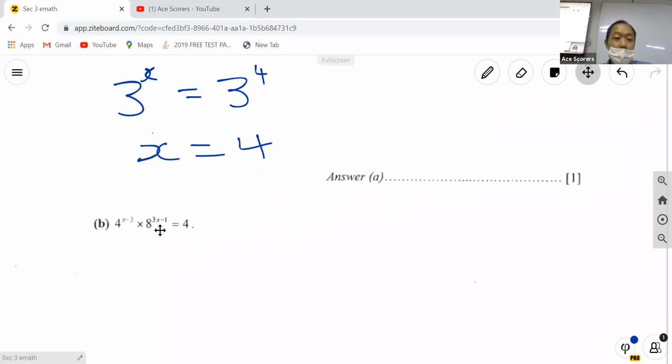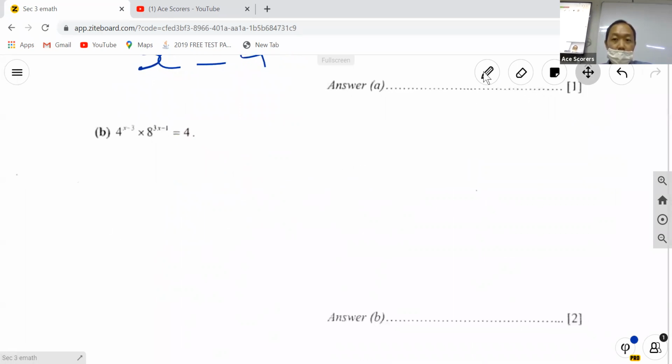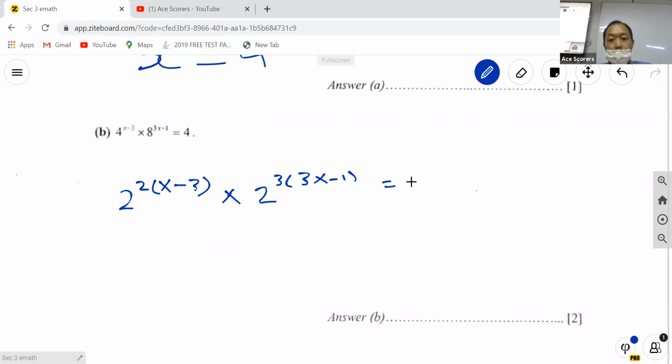Next one. So this is a product, and I want to find what x equals to. Okay, let me see. What I want to do is change everything to base 2. How do I know I need to change to base 2? Because I've done a lot of this before. So 4 is 2 squared, with the power x minus 3. Leave it as 4? Answer may be wrong, we check. So 8 will become 2 cubed, with the power 3x minus 1, equals 2 squared.